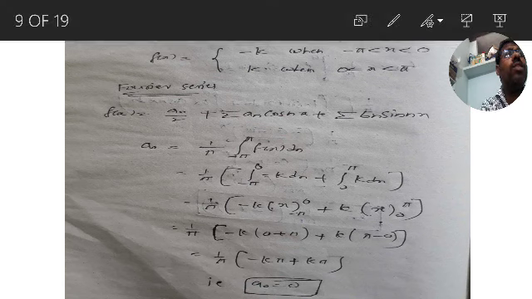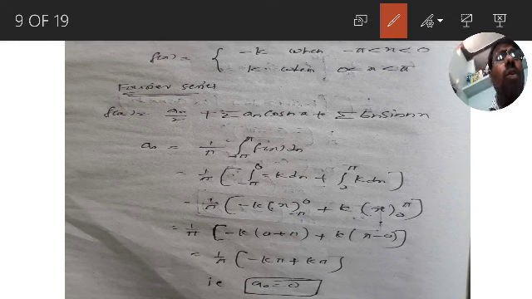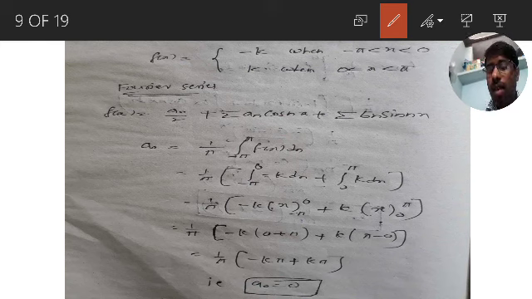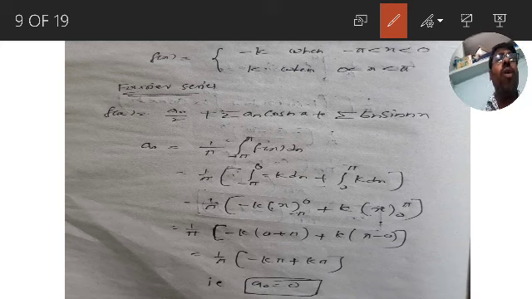So now you see, Fourier series f of x is equal to a naught by 2 plus sigma an into cos n x plus sigma bn into sin n x. So what is a naught value, an value and bn value? You have to find a naught, an and bn values by using Euler's formulae.